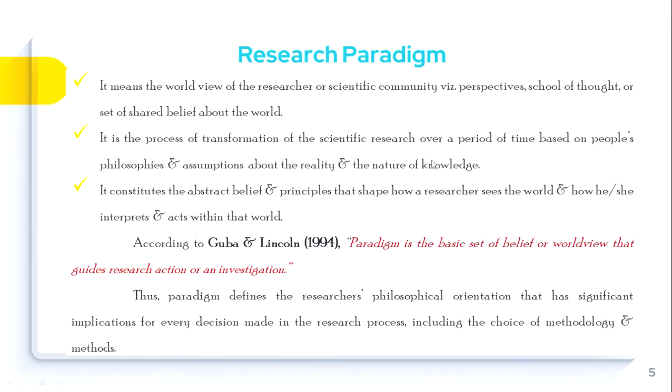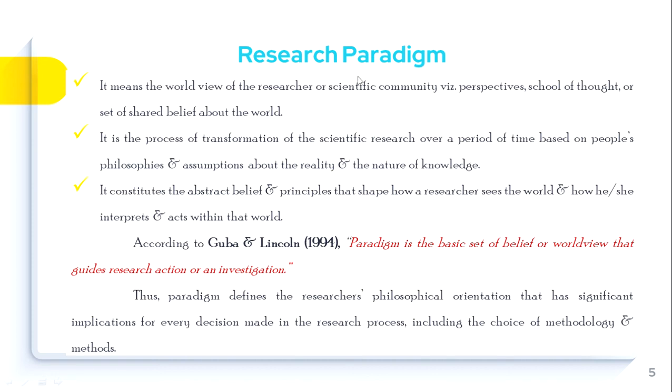Next, we will look at what is a research paradigm. For a researcher to conduct any kind of research, he or she will have to decide on which research paradigm he or she is going to do that research. So what is a research paradigm? It means the worldview of the researcher or the scientific community. It is a perspective, school of thought, or a set of shared beliefs about the world. So there are various schools of thought such as the rationalist school of thought, empiricist, logical positivist, phenomenological, ethnographical, and many others.